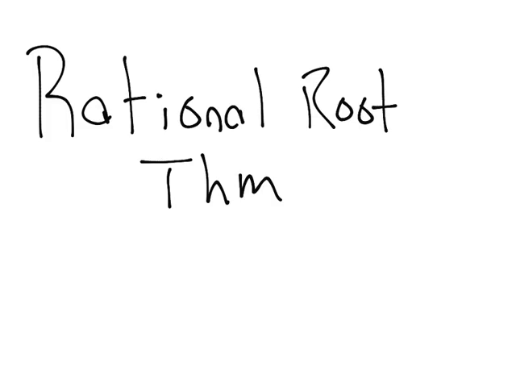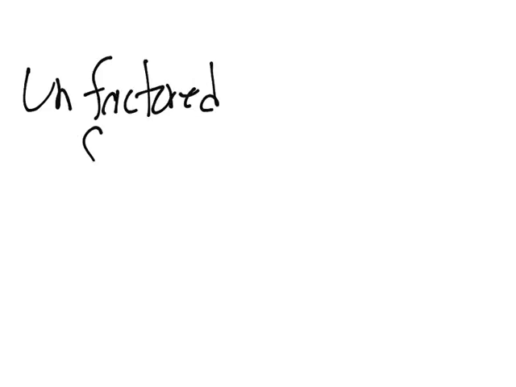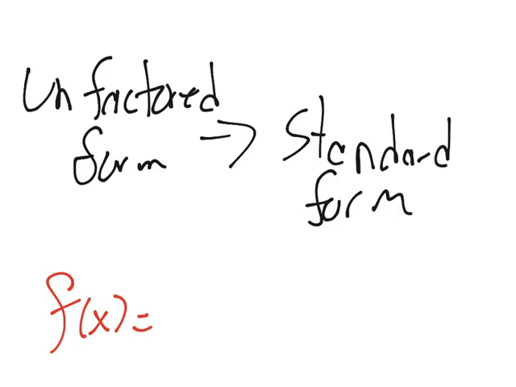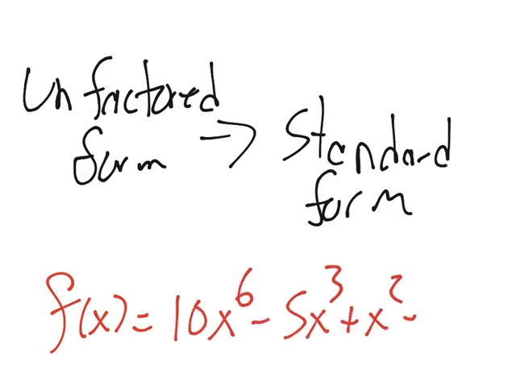Alright, so in this example I'm going to go through how to work through the rational root theorem, and I'm going to give you a way to come up with your own examples so you can practice this technique on your own. So you have to consider that this is for going from unfactored form, which we call standard form, and we have something like this: f of x equal to, let's just make one up, 10x to the 6 minus 5x cubed plus x squared plus 1.